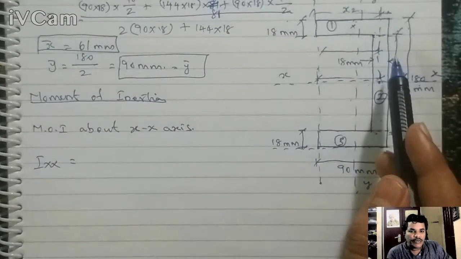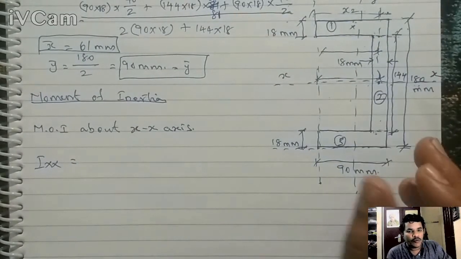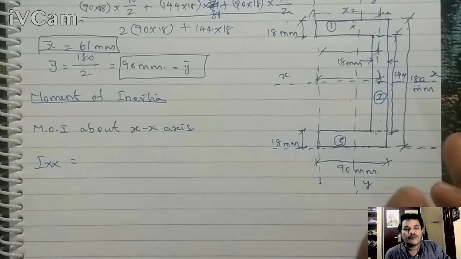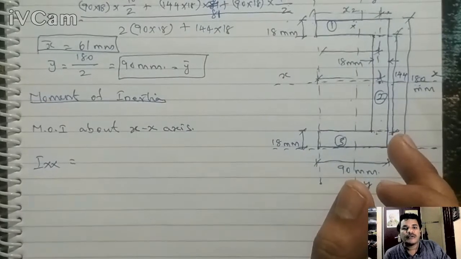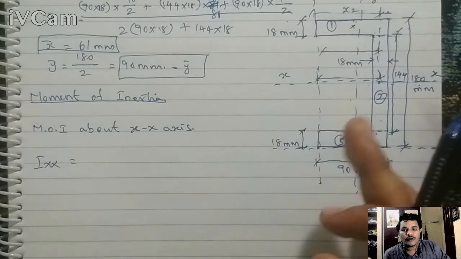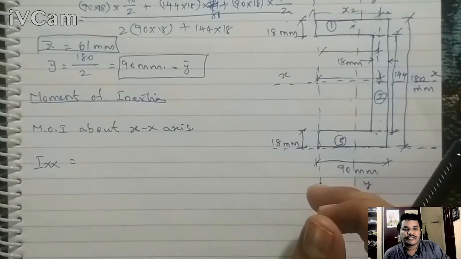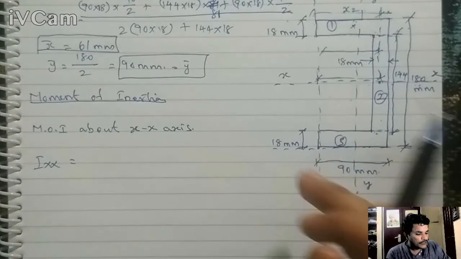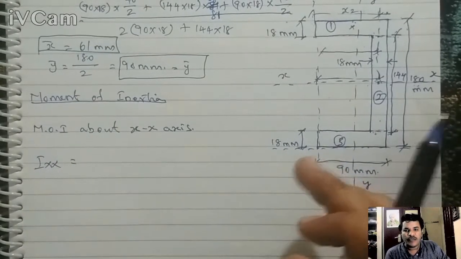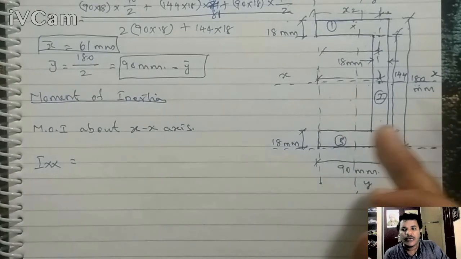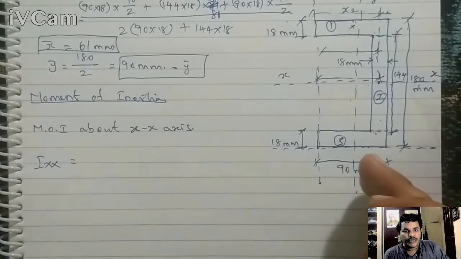So I am going to take the moment of inertia of the big rectangle minus the moment of inertia of the small rectangle. Then you will get the total moment of inertia of the channel section. That is what I am going to do now. This is the simplest way, instead of putting Ixx1, Ixx2, Ixx3, which is a lengthy process. So I can do it in a short way.